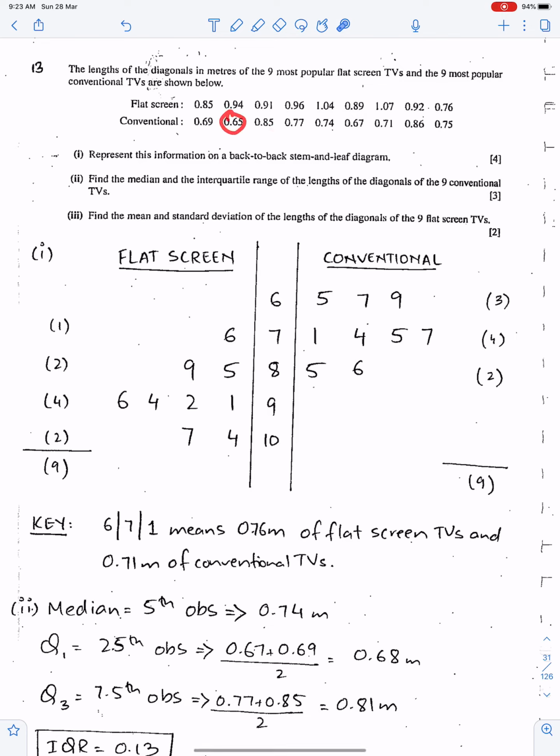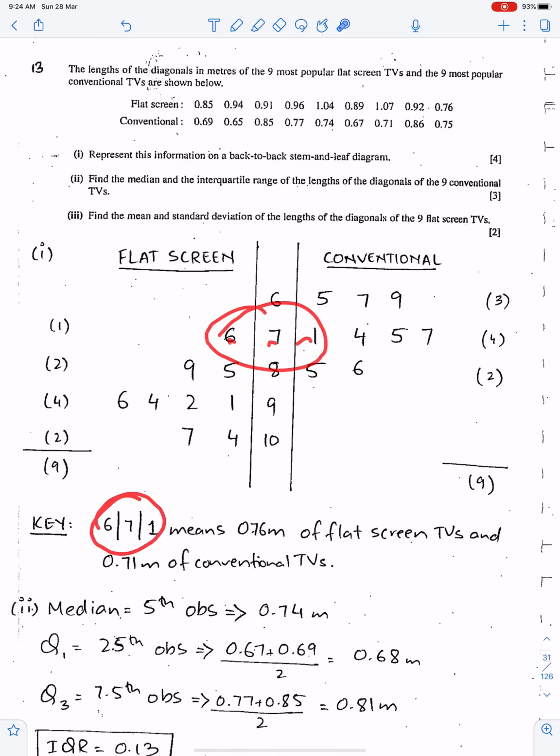0.65, and the highest number is 1.07. So write 6, 7, 8, 9, 10. Then this is 5, 7, 9. You know how to draw this. Must mention the key. Either write this number or this number.